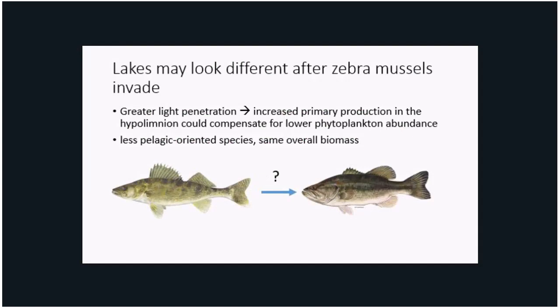So, in contrast, if we're going to look into our crystal ball in the future, we don't really know what lakes will look like after zebra mussels invade. It's possible that greater light penetration due to increased water clarity could increase the primary production, especially in the hypolimnion, and as a result, the total primary production of a lake may stay the same.